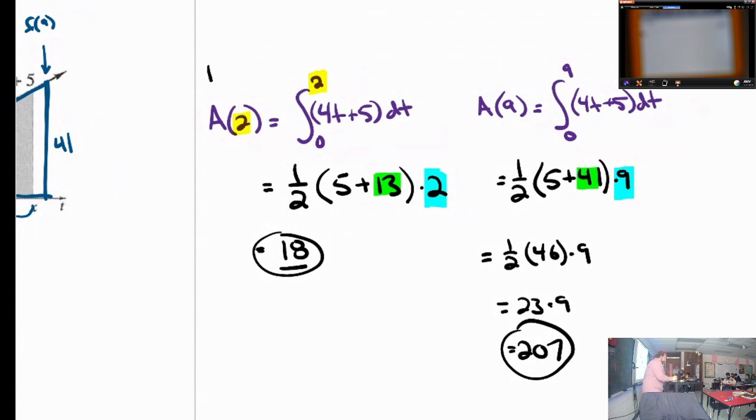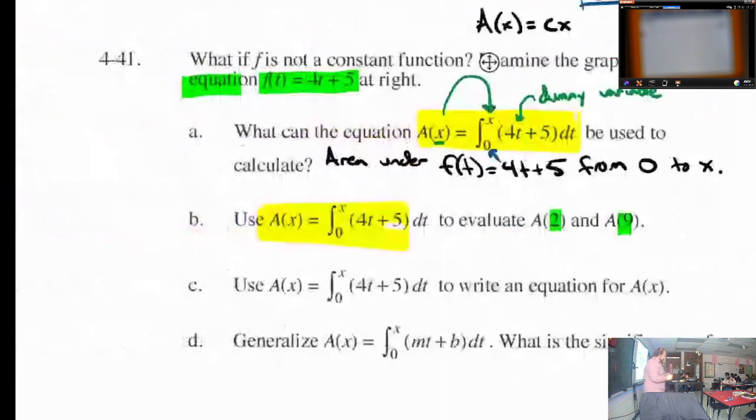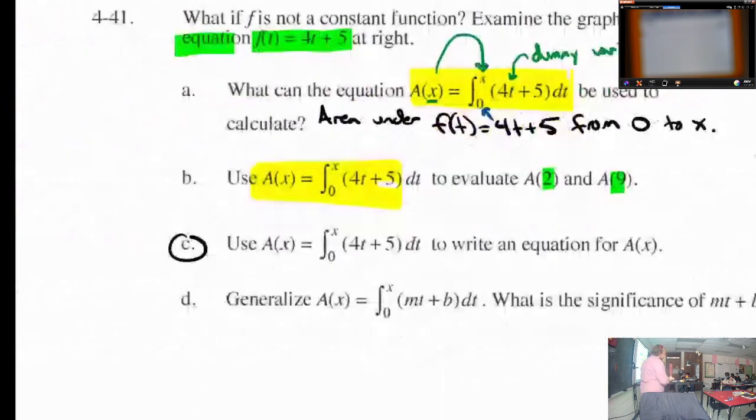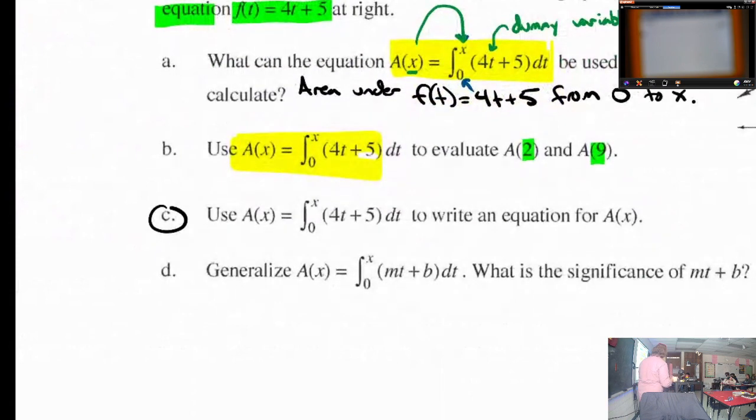That would be part B that we just did. Now again, we do that to kind of set up the pattern of what's going on, because what we're going to eventually do, in question C, actually right now, we're going to use this to write a general equation for A of x. The area under that straight line, 4t plus 5, for any right bound. The left bound being 0, the right bound being whatever. That's what we're going to do.